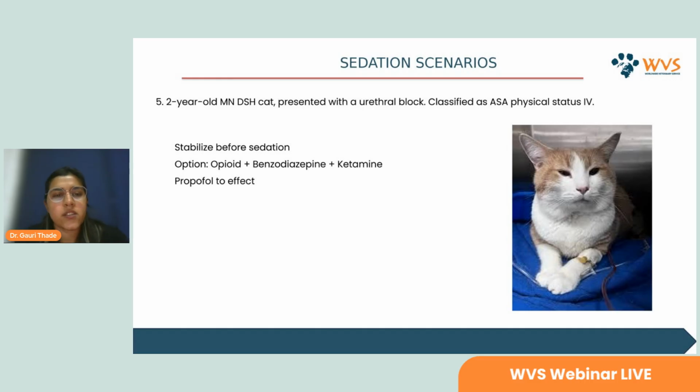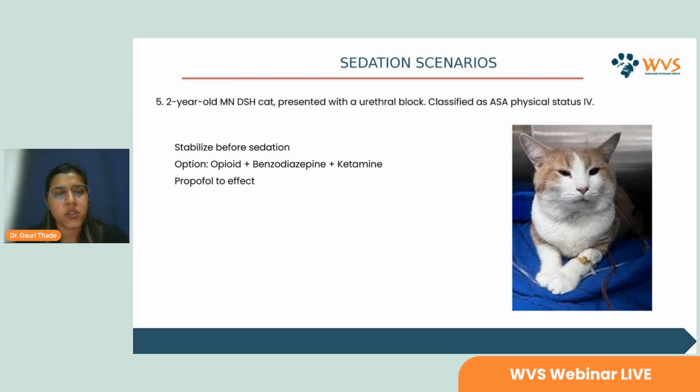Our fifth sedation scenario is a 2-year-old male neutered domestic short-hair cat presented with a urethral block. This one is classified as ASA physical status 4. Before sedating this animal, again, you have to stabilize the animal. You have to make sure it is fluid resuscitated and that electrolyte imbalances are corrected, especially hyperkalemia. If the bladder is too distended, try to do a cystocentesis before you opt for sedation.